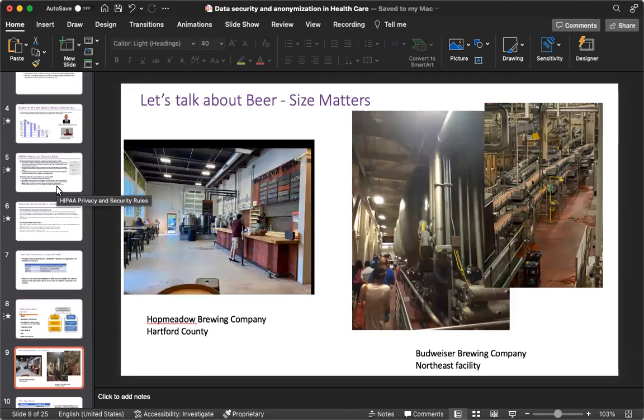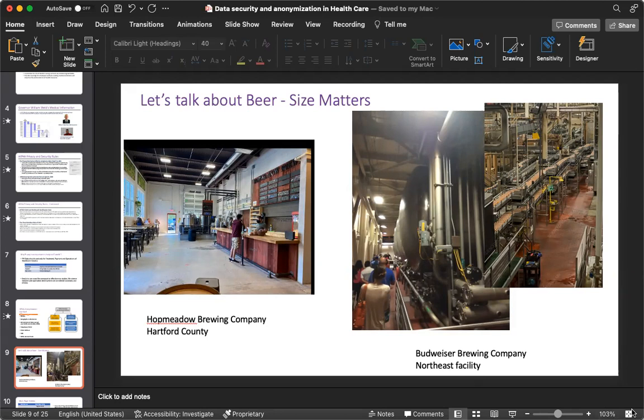Okay, let's talk about beer. What you are seeing here on the left is Hop Meadow Beer Company, which is in Hartford County. If you look at the picture, the entire manufacturing process, bottling, customer service, and consumption, everything happens under one roof.